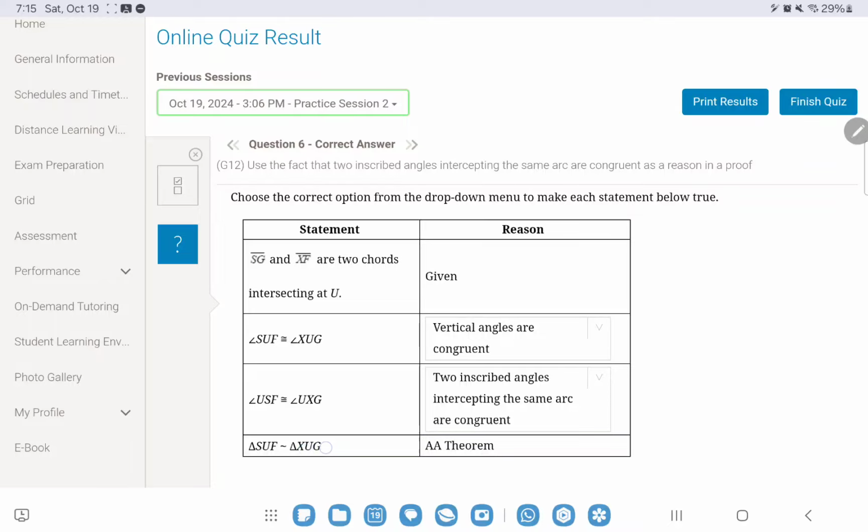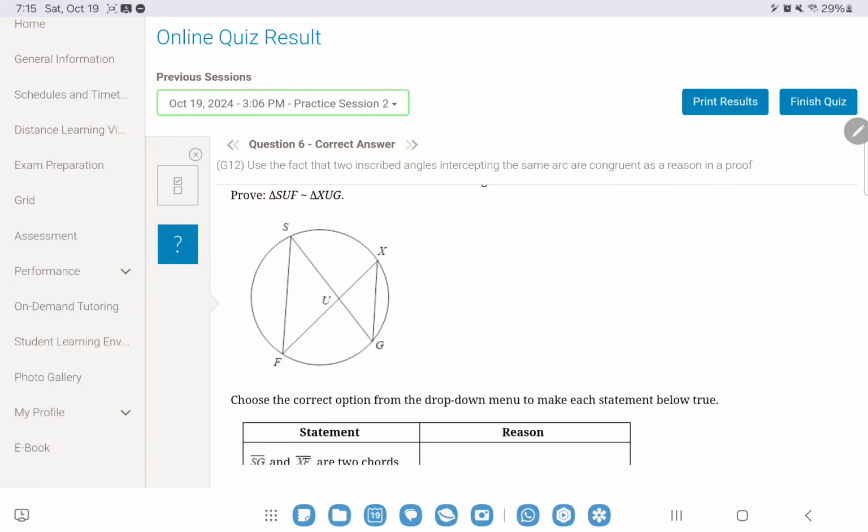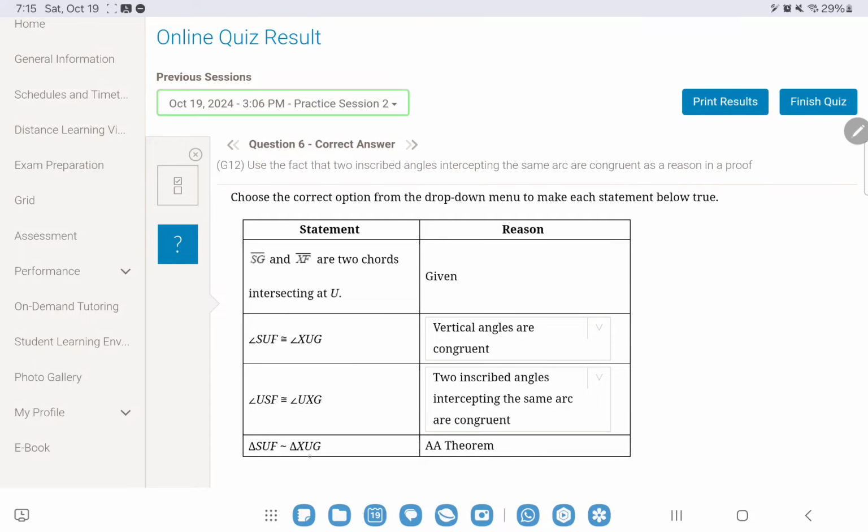Now SUF and XUG are similar. It's because you have two angles, this angle and this angle, proven congruent. So the AA postulate, or AA theorem, is telling you that they are similar.